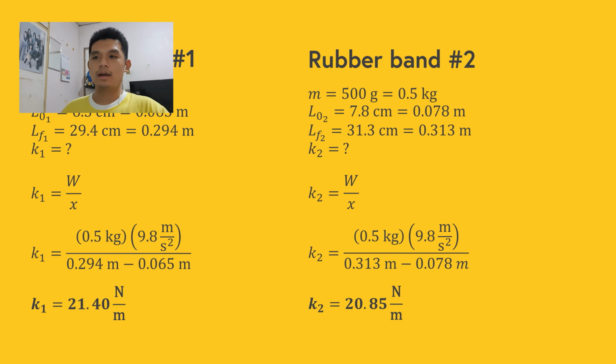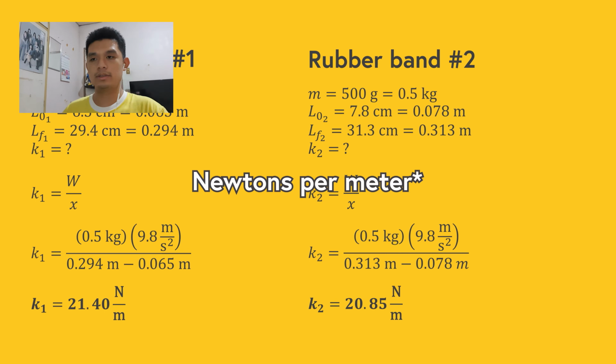So after equating the numbers, for rubber band number 1, we can get the spring constant, which is 21.4. And as for the used rubber band, which is rubber band number 2, we can get the spring constant of 20.85.